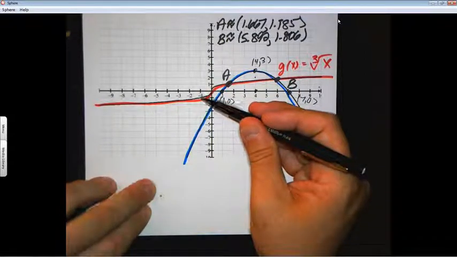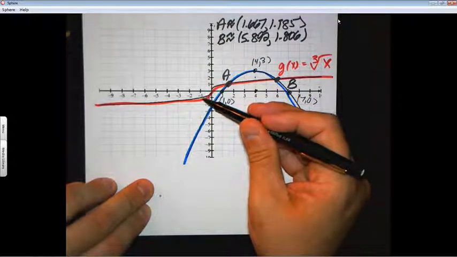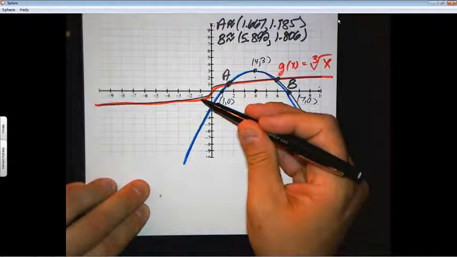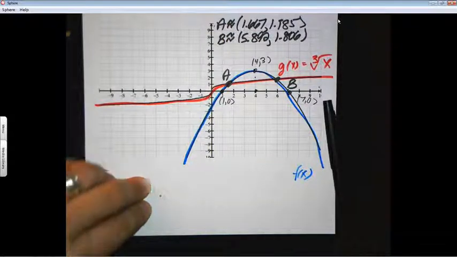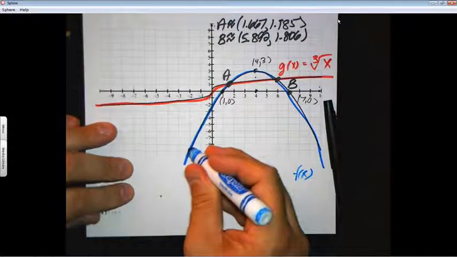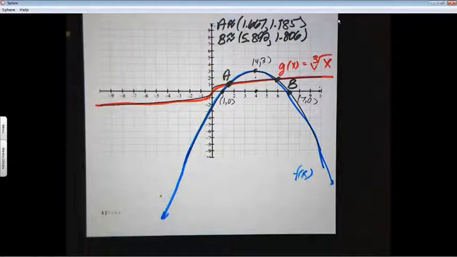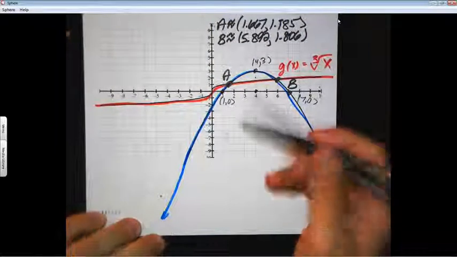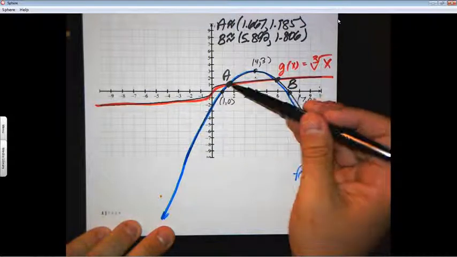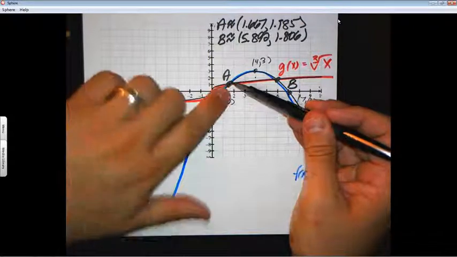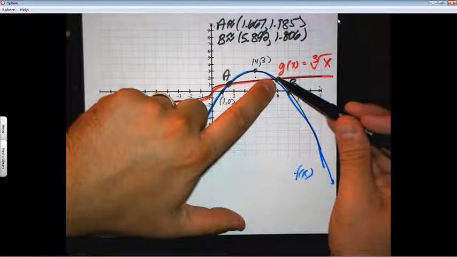That's true for numbers. That's also true for functions. We're looking for values of x that make this inequality true, that f of x is less than g of x. Well, what does that mean? We're going to go back to the graphs. And this is why I wanted to have the colors. F of x is the blue graph. G of x is the red graph. If I want to know where f, the blue, is less than g, the red, all I have to do is look for x values where the blue graph is below the red graph.